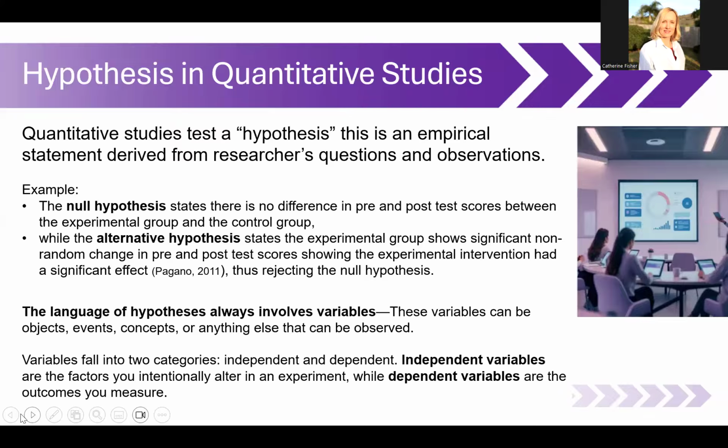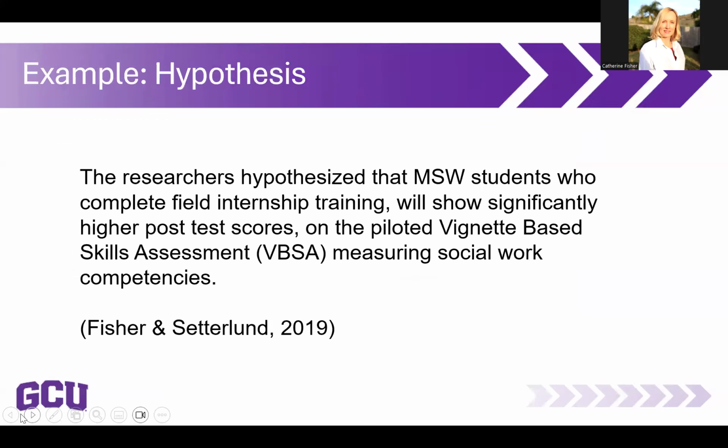Quantitative research methods use variables. These established variables fall into two categories. Independent variables are the factors that the researcher intentionally applies or alters in the experiment, while the dependent variables are the outcomes that you measure, changes in a client or a community's behavior, knowledge, test scores, outcomes, for example.